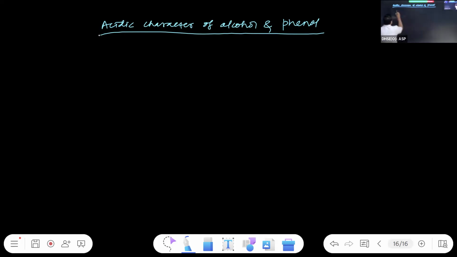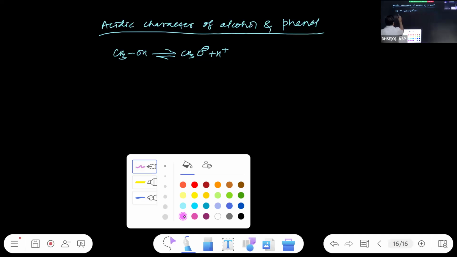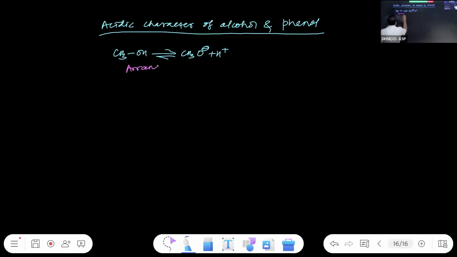So first, let us compare. Write down: both alcohol and phenol can act as acid. If we compare acid strength, I have written some questions, students, and then we will discuss. Arrange the acidic strength. First we will see alcohol.